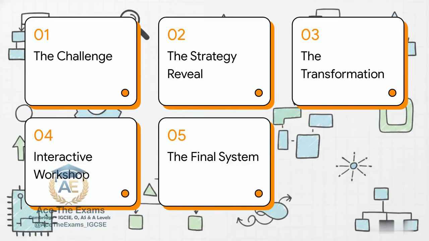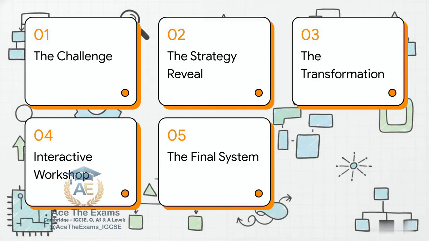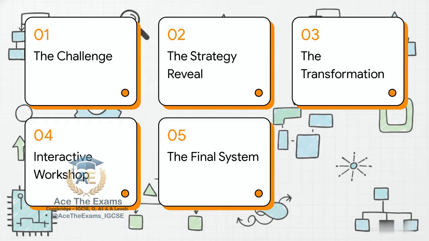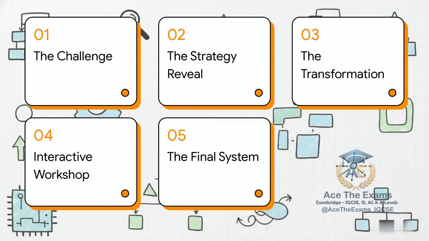Here is our roadmap for today's explainer. We'll start with number 1, the challenge. Then move to 2, the strategy reveal. 3, the transformation. 4, we'll do an interactive workshop. And finally, 5, we'll give you the final system.